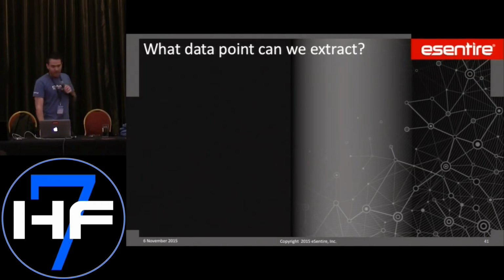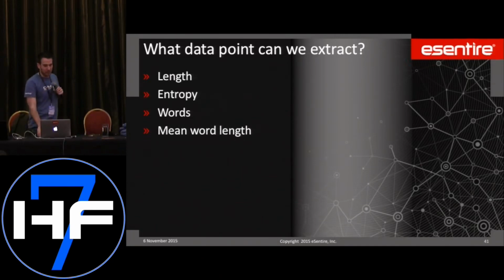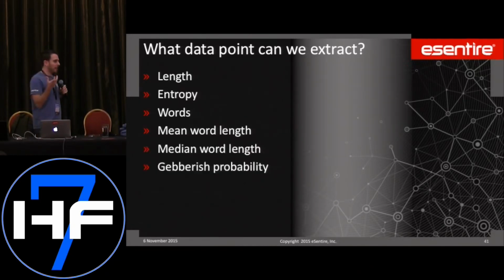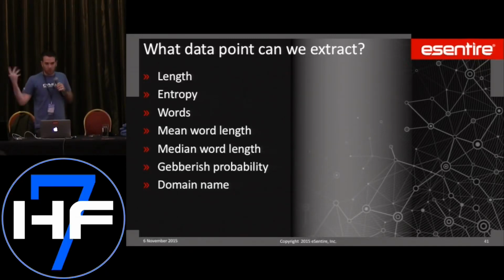Definitely. The length of the string has a bearing, the entropy, how many words exist in it. So that's what Johnny said. The mean word length, I found that has a lot of bearing. So we'll extract all the words and try to figure out the mean length for each individual word, the median, and the probability of these words actually being intelligible words, or is it just gibberish? And lastly, the domain name itself. I'm also providing that to the machine learning because I want the computer to also look at that to find patterns in the data.